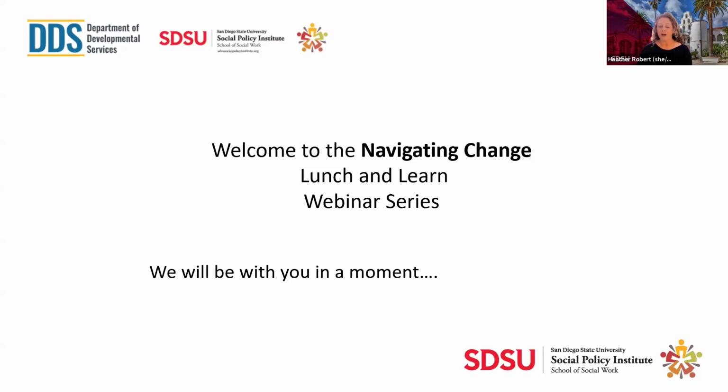Navigating Change is a program that is led by the Social Policy Institute of San Diego State University in partnership with the San Diego Regional Center and the California Department of Developmental Services, supporting transitional-aged youth age 16 to 22 with intellectual and developmental disabilities. Today's webinar is the fifth in an 8-part series intended to provide information and strategies about how to better support and advocate for these youth and their families during the transition to adult services and beyond.